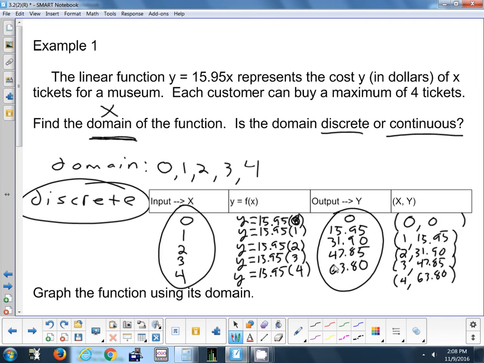That is not as pricey as most tickets could be. Yeah, it just depends on your museum.